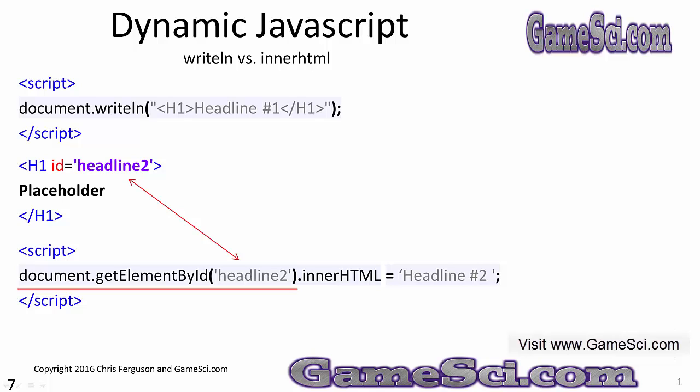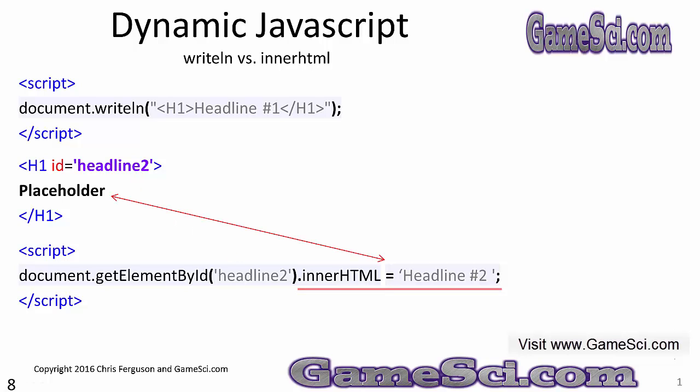So once I have that H1 tag, I'm going to change it. I'm going to go to its innerHTML property and set it equal to a new value, in this case headline number 2. Now look at the double-headed arrow. I'm replacing placeholder with the new text headline number 2, and onto the web page, if all goes well, is headline number 2. That is the second way to dynamically change the HTML that appears on a web page.